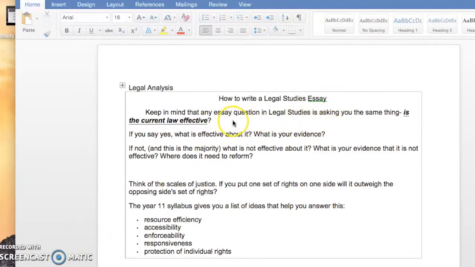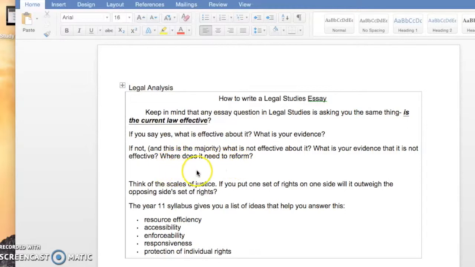Keep in mind that any essay question in legal studies is asking you the same thing. Is the current law effective? And if you say yes, what is effective about it? What is your evidence? If not, and obviously this is going to be the majority, what isn't effective about it, and what is your evidence that it's not effective? Where does it need reform? And if you can even offer examples of things that you recommend, recommendations, that would be the best.